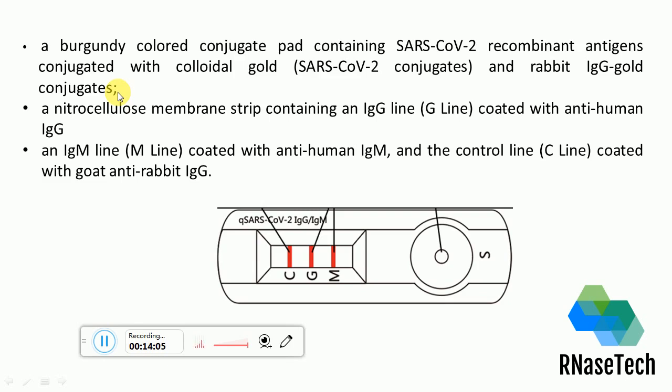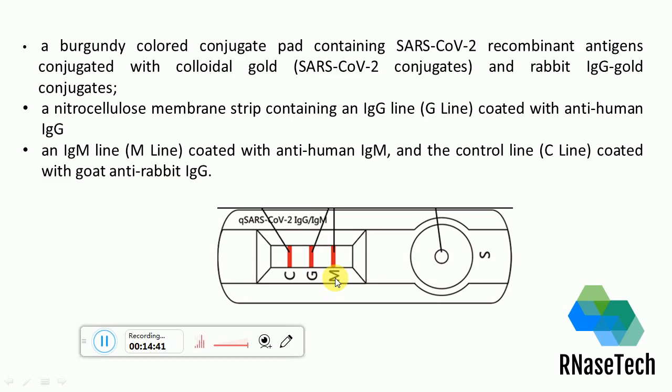Remember, COVID-19 is a disease, and SARS-CoV-2 is the virus. Once it enters the human body, the body synthesizes certain antibodies to fight this infection. These two antibodies are IgG and IgM. So these two lines, G and M, are anti-human IgG and anti-human IgM.